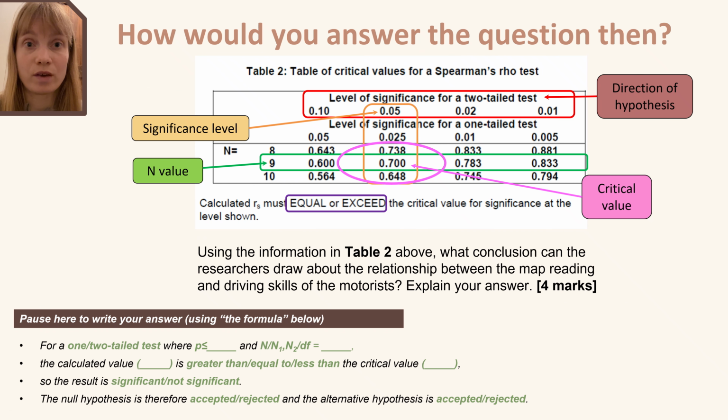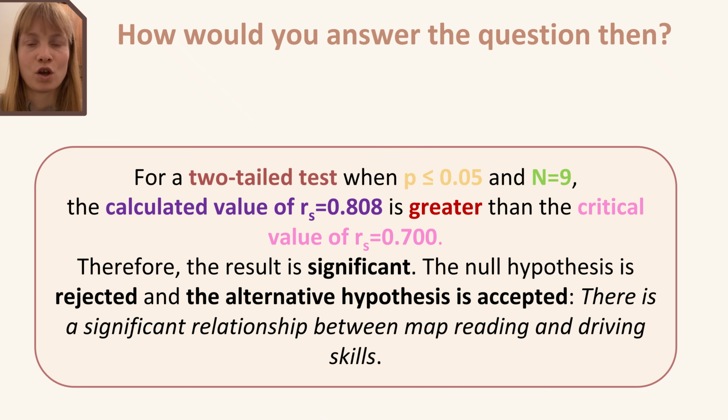Hopefully the information you found is the same as I found. How would you answer the question now? Use the formula I suggested. Hopefully you wrote something along the lines of this: for a two-tailed test where p is equal to or smaller than 0.05 and n is 9, the calculated value, 0.808, is greater than the critical value, 0.700. Therefore, the result is significant and the null hypothesis is rejected. There is a significant relationship between map reading and driving skills.